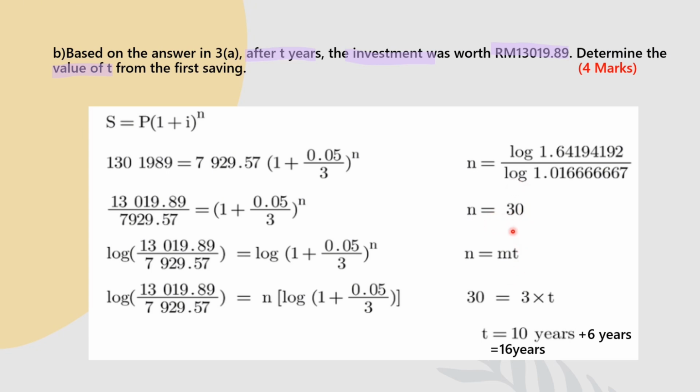So after we use log, we will get N equal to 30. Getting N, we need to use N equal M multiply T. So N equal to 30, M equal to 3, multiply T because we don't have T. So after we solve this, we get 10 years, but we need to plus 6 years because the answer is from the first saving. Final answer is 16 years. That's all from me. Let's move to the next question.